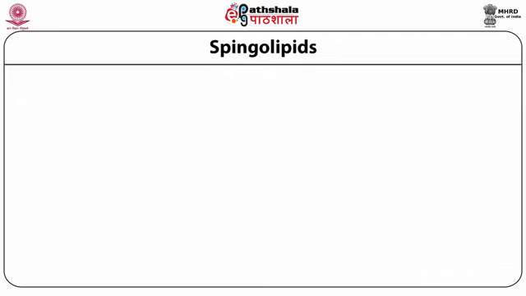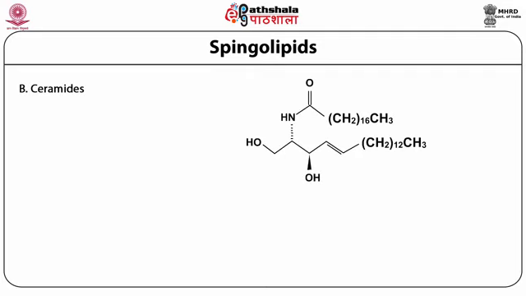The next important class of sphingolipids are ceramides. Ceramides thus are sphingolipids in which the free amino group of the sphingosine is acylated by C16, C18, C20 or C22 fatty acids. Thus, ceramides have no free amino group left. Thus, ceramides are essentially N-acyl sphingosine.